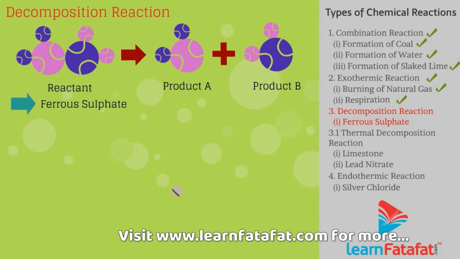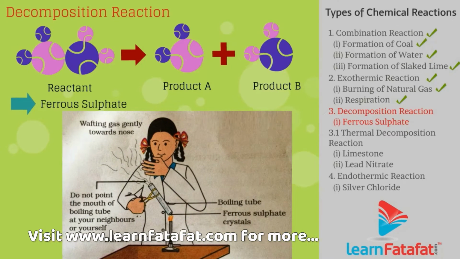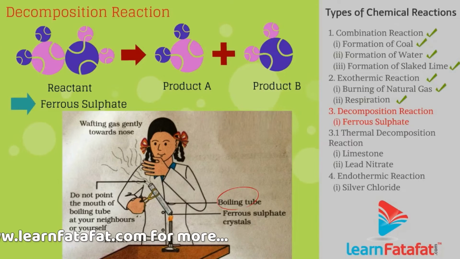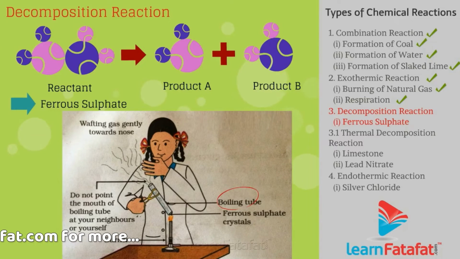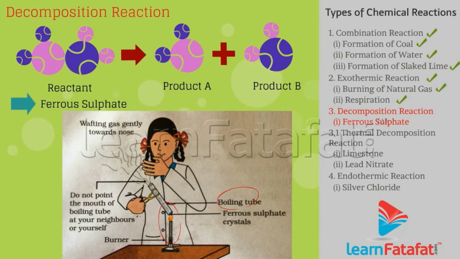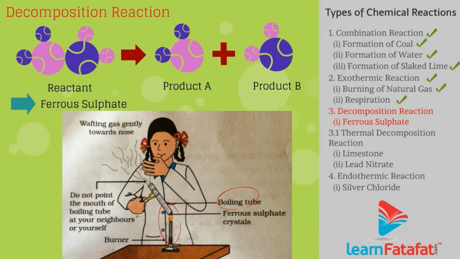Take about 2 gram ferrous sulphate crystals in a dry boiling tube. Note down the color of ferrous sulphate crystals. Heat the boiling tube over the flame of a spirit lamp. Ferrous sulphate crystals lose water on heating and the crystal color changes.